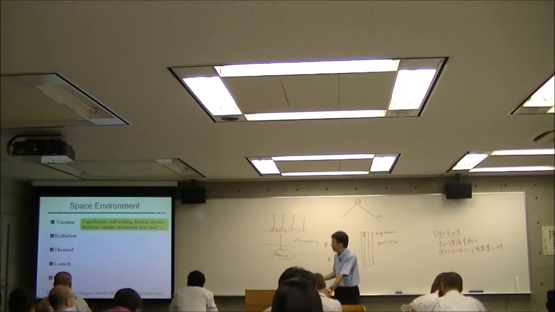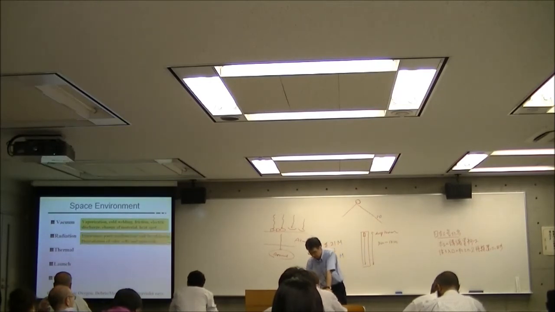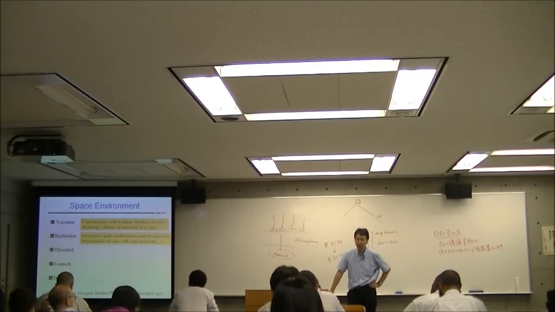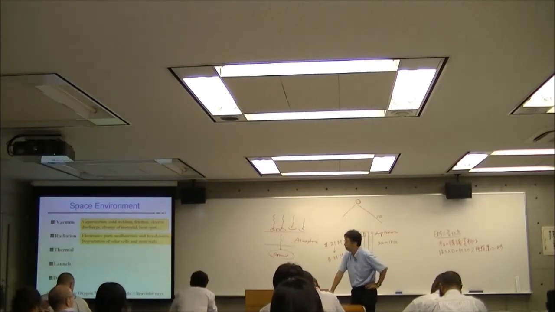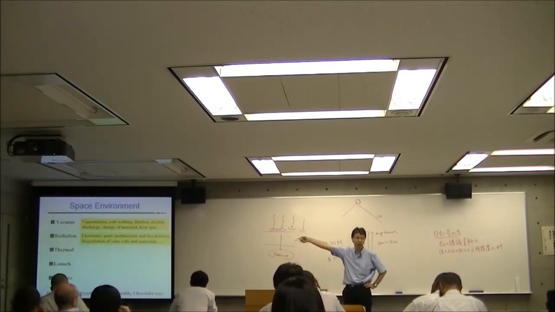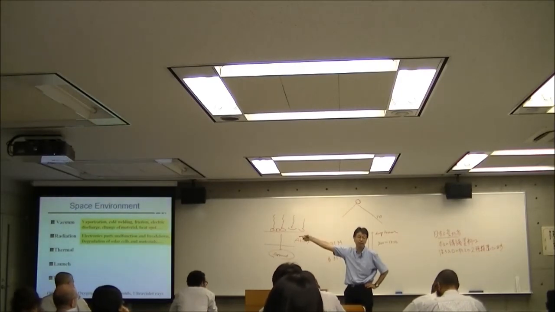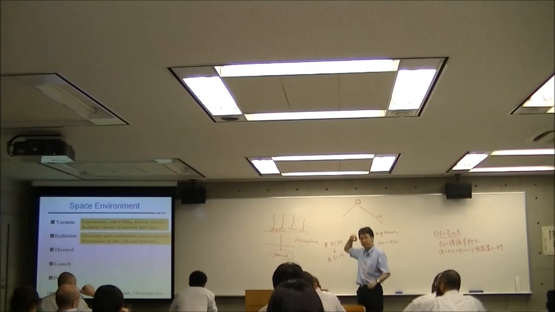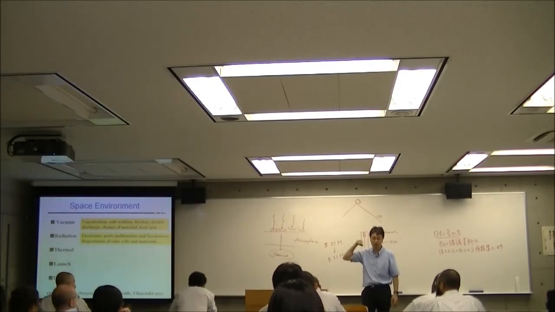The second one is, of course, the radiation. The radiation has a lot of impact on semiconductors, such as the CPU, memory, DC-DC converter, and many other semiconductor-oriented parts. If very strong radiation comes into the semiconductor, it may break the semiconductor. This is called single event.